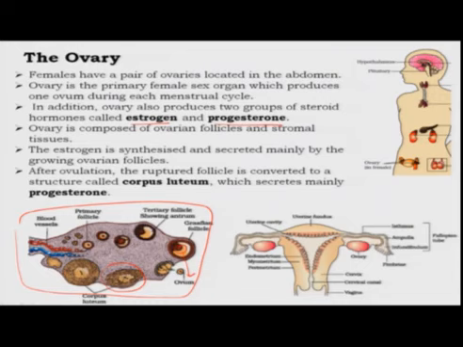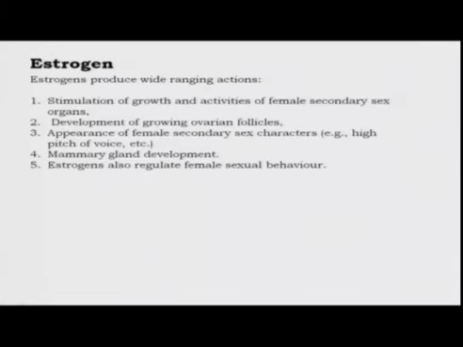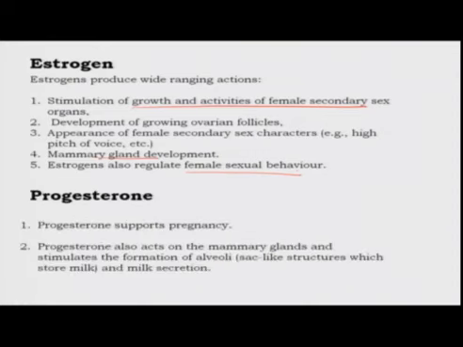The follicles secrete what is known as estrogen, and the corpus luteum, which is there after the release of the ovum, secretes progesterone. Now, estrogen has functions similar to androgens, but in females it stimulates the growth and activities of female secondary sex characteristics, development of follicles, mammary gland development, and female sexual behavior. Progesterone performs completely different functions. Progesterone supports pregnancy, and it also helps in the lactation process by stimulating milk production in the mammary glands.